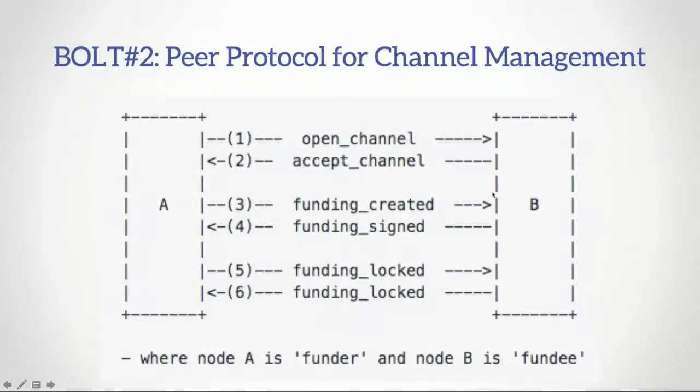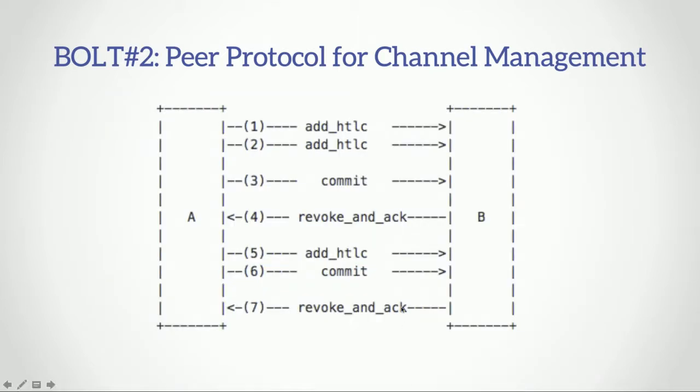So once the contract is accepted, A creates the funding transaction, B signs it, then the transaction is broadcast, and after some number of confirmations, this channel is available for use. So in this example, we'll pretend that this is just a private channel between A and B, and it's not being used to forward payments or anything.